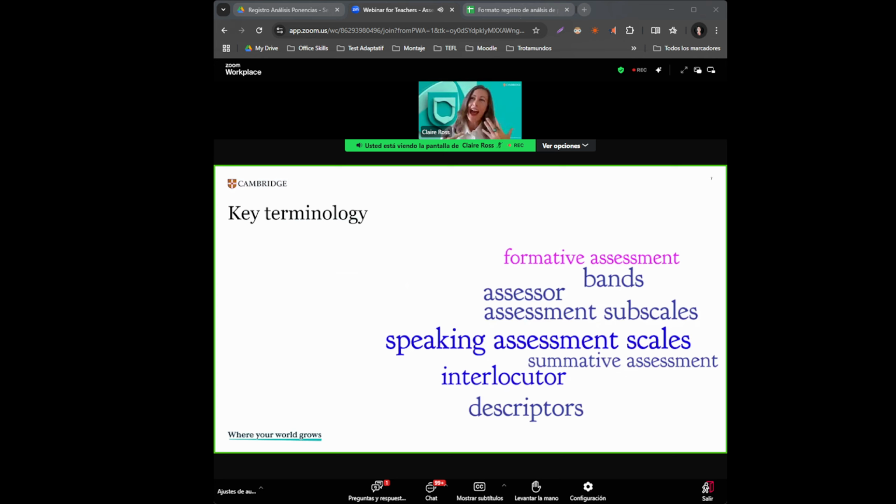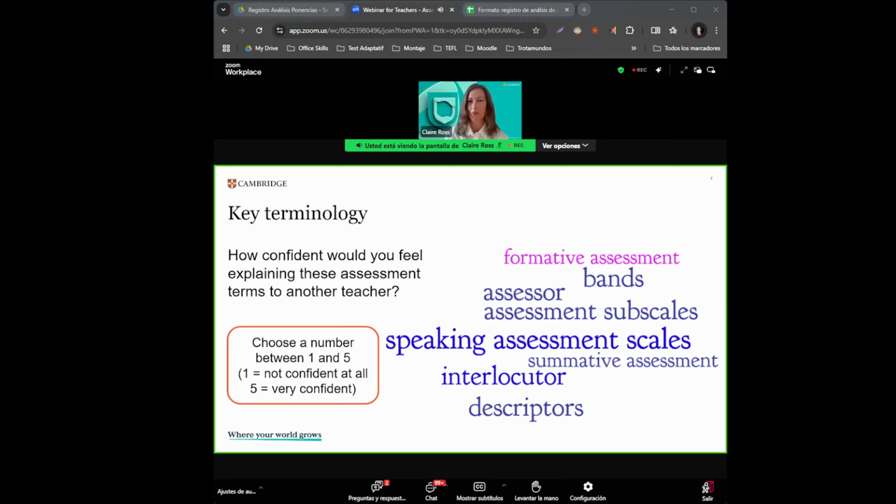Now, something that's going to help you to get to grips with the assessment criteria is understanding some of this assessment terminology. So take a look at these terms on the screen and just think about this question. How confident would you feel if you had to explain these terms to another teacher? Give me a number from 1 to 5 in the chat. And while you're doing that, Sangeeta, take yourself back when you started working with exams. Did you know any of these terms?